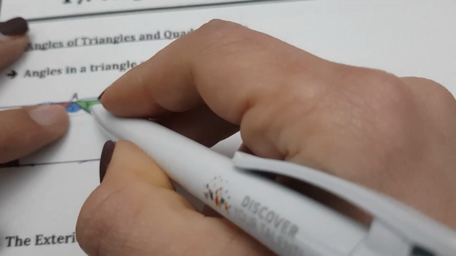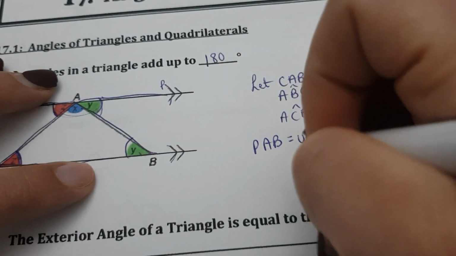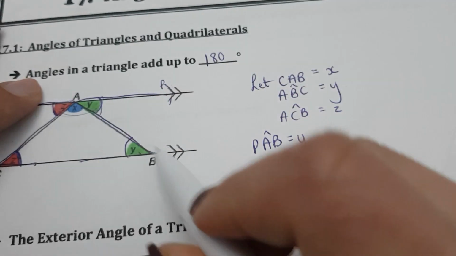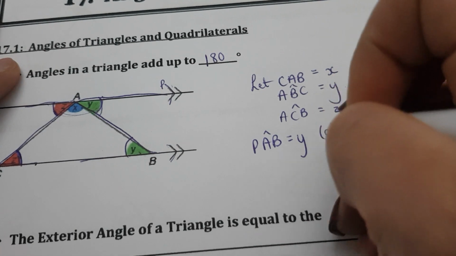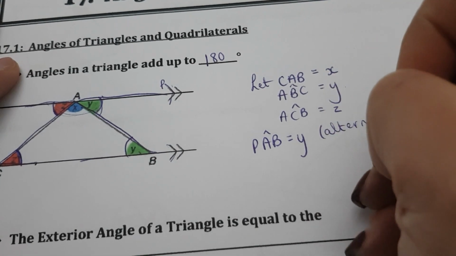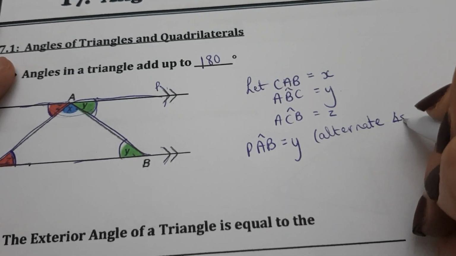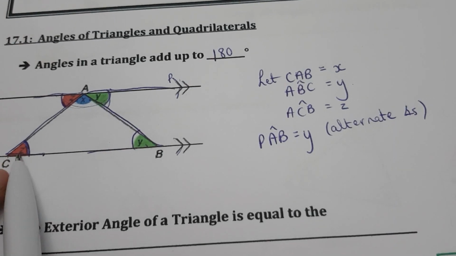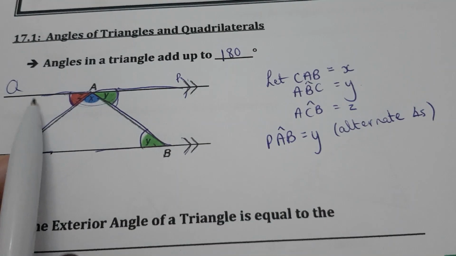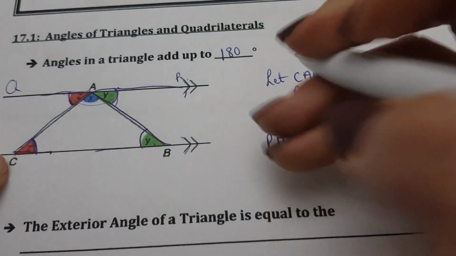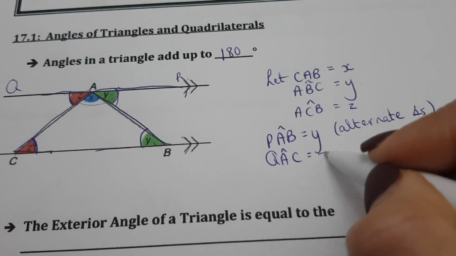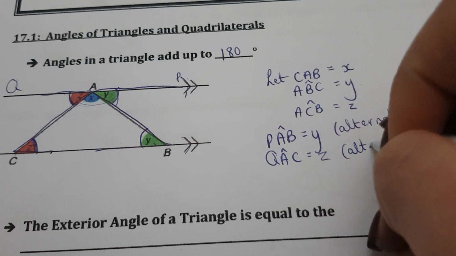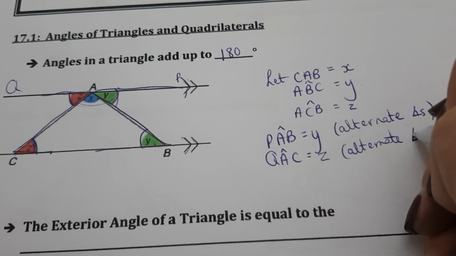is equal to Y. Why are they equal? PAB. Why is this angle equal to Y? Because I have the Z angle, the alternate angles. Now this one over here, let's name this Q. So QAC is equal to Z. That is an alternate angle as well.